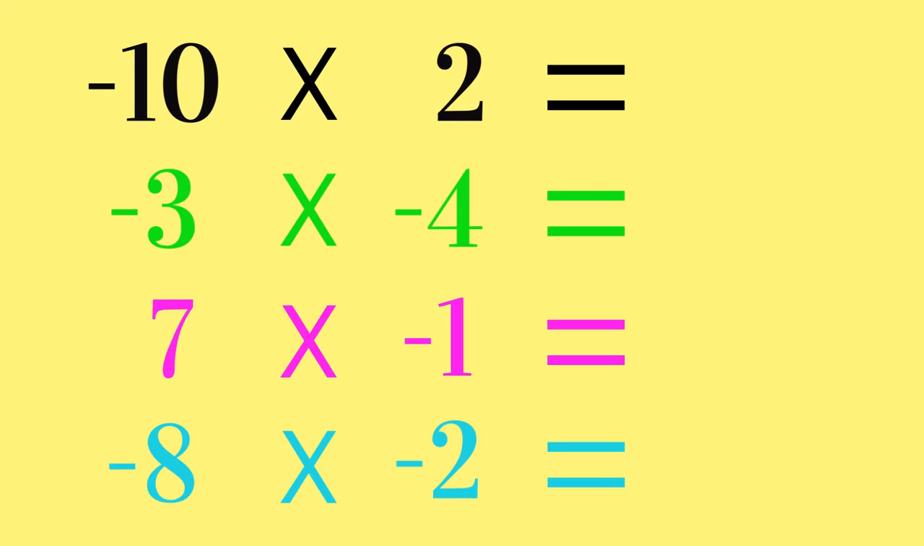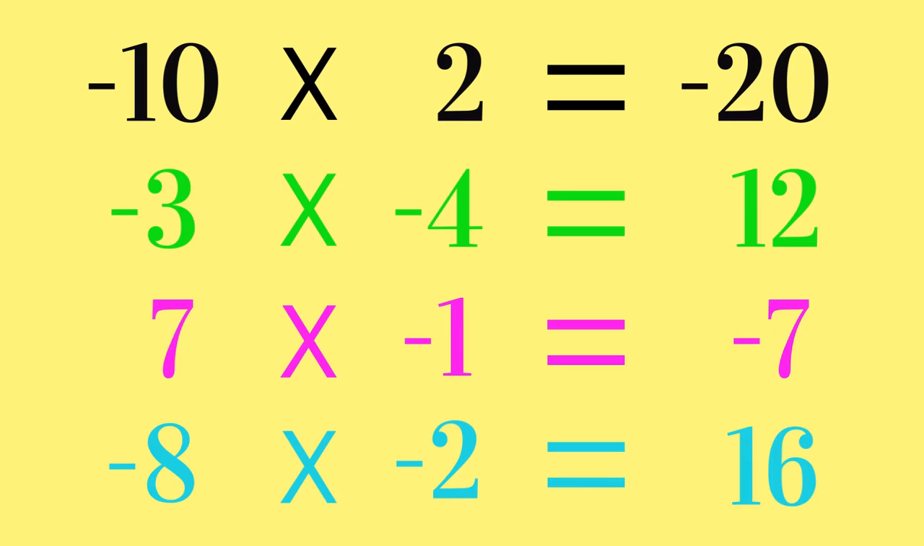Have a go at these questions. Pause while you find the answers. Here are the answers. Now you know how to multiply negative numbers when two numbers are involved. Let's have a look at multiplying three numbers.